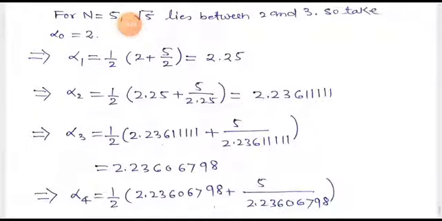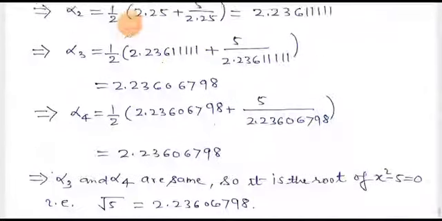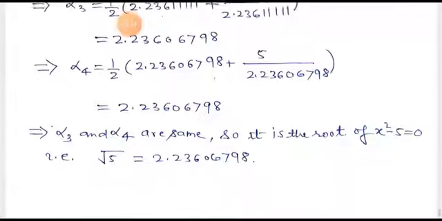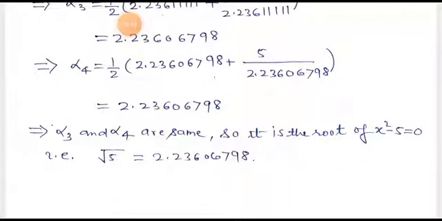2.236111. Similarly, in the same way we calculate alpha 3 and alpha 4, and we conclude here that alpha 3 and alpha 4 are near about the same. So we can conclude 2.23606798 is the root of 5. So under root 5 we have calculated the value of root 5.